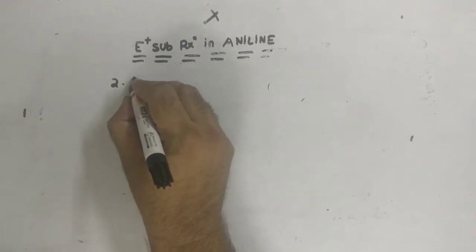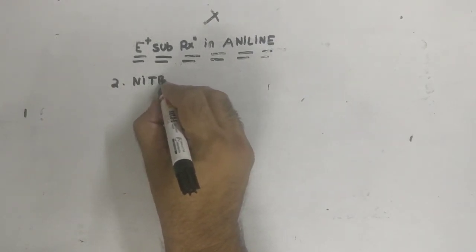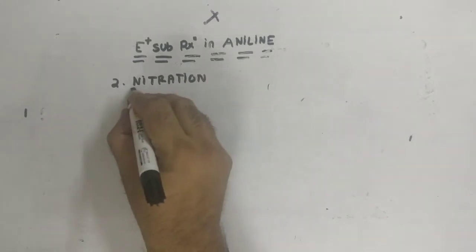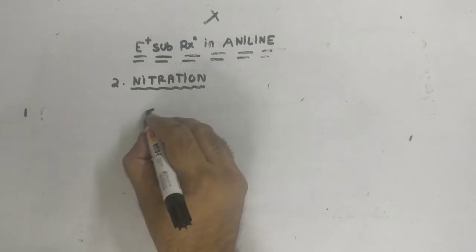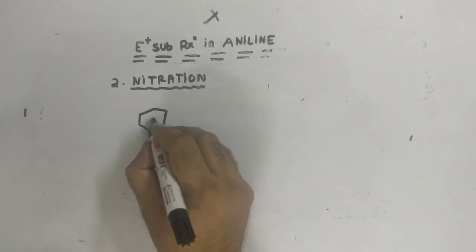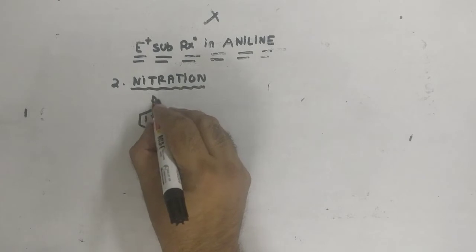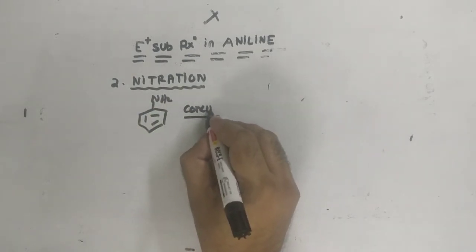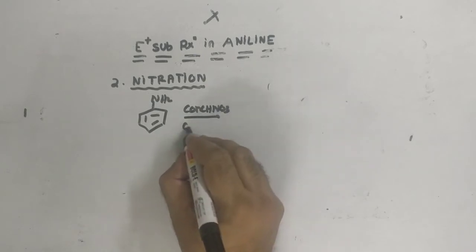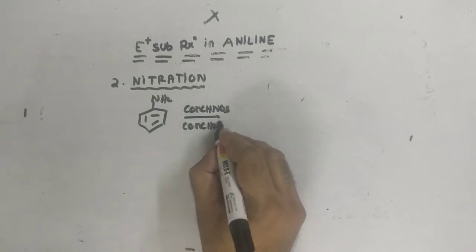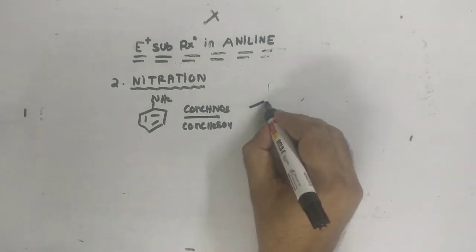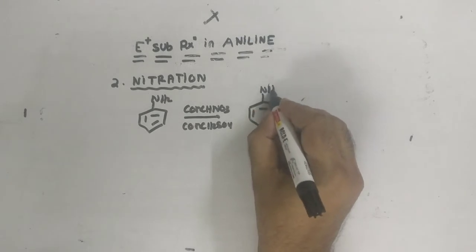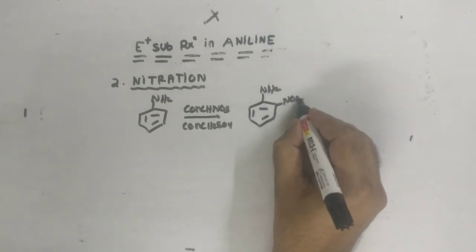So when we do nitration, we expect that NO2 plus, the electrophile, will attack at ortho and para positions. We should get a mixture of ortho and para product. So see the magic of the thing. If you have aniline, you do its nitration. Conc HNO3, Conc H2SO4, we have to add. We will get ortho product, quite expected. So NO2 at the ortho position.